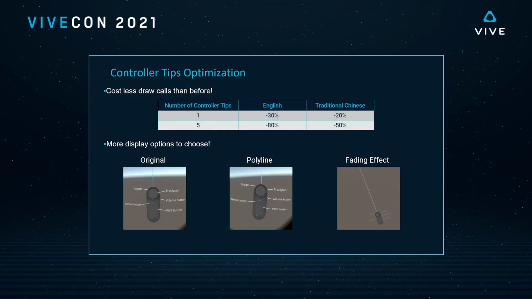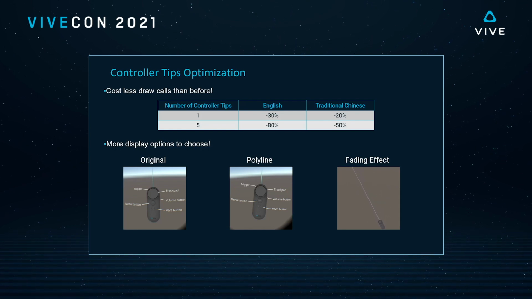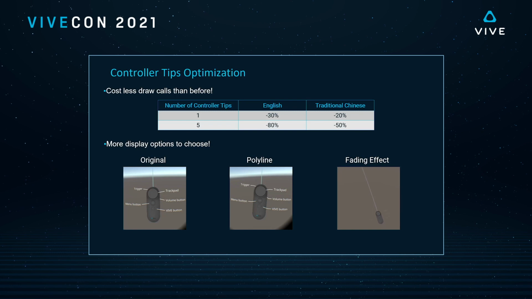Controller tips optimization. So we've optimized controller tips dramatically. As you can see here, there's a significant drop in draw calls than what we had previously. There's also more display options. You can choose polyline as well as a fading effect.